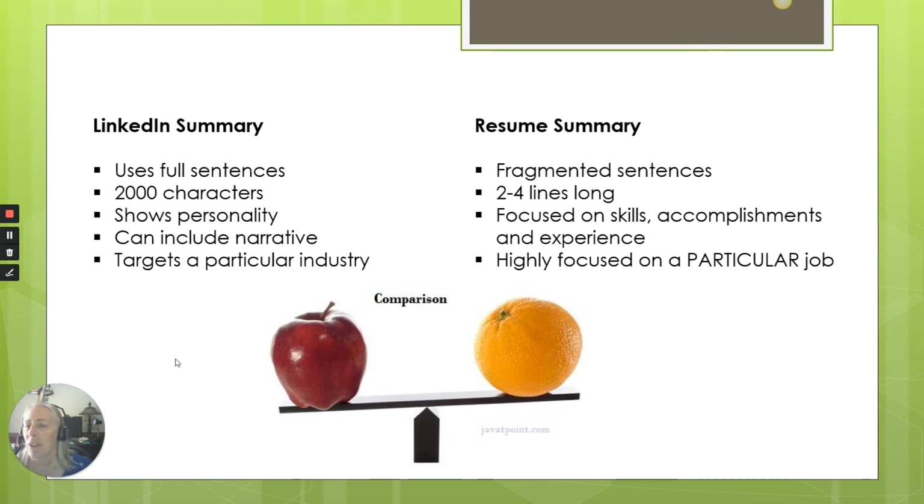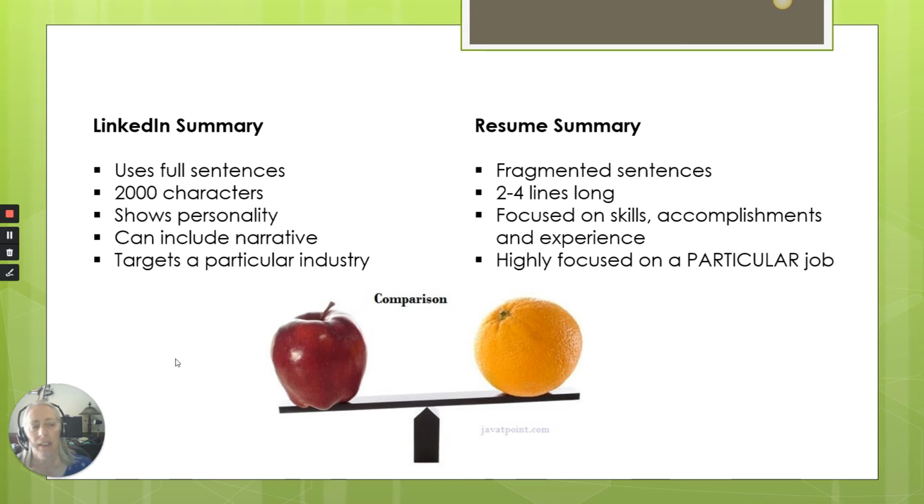A LinkedIn summary uses full sentences. You have up to 2,000 characters, so that can be like 3 paragraphs. It can show your personality, it can include narrative, and it targets an industry. But the resume summary that we're talking about here is made up of fragmented sentences. It's 2 to 4 lines long. That's it. It's not a big long paragraph, and it's certainly not more than 1 paragraph.